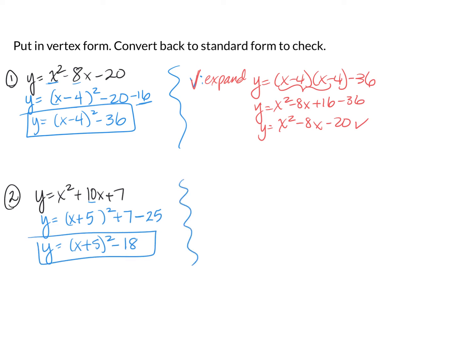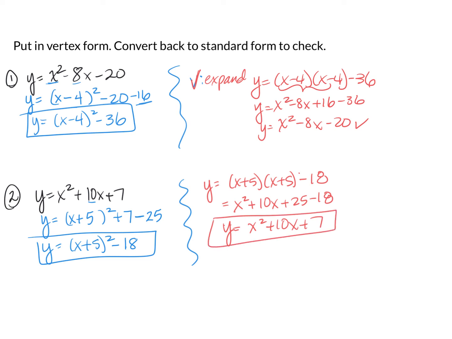So there it is in vertex form. Now let's check this, see if we got it right. So let's expand. We would have x plus 5 times x plus 5 minus 18. All right, let's see if that takes us back to the original equation. So I square this, I FOIL these, x squared plus 10x plus 25 minus 18. Oops, sorry, that should be y equals x squared plus 10x plus 7. Yep, it worked out. It all came back to the original equation. That's what I wanted. All right, let's try one more.